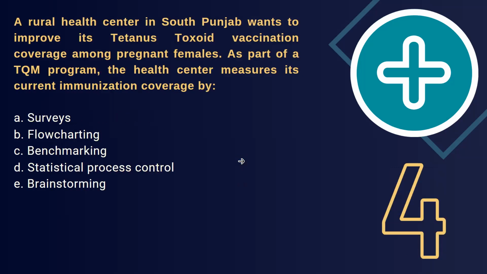A rural health center in South Punjab wants to improve its tetanus toxoid vaccination coverage among pregnant females. As part of a TQM program, the health center measures its current immunization coverage by A. Surveys, B. Flow charting, C. Benchmarking, D. Statistical process control, and E. Brainstorming. So the answer is statistical process control.